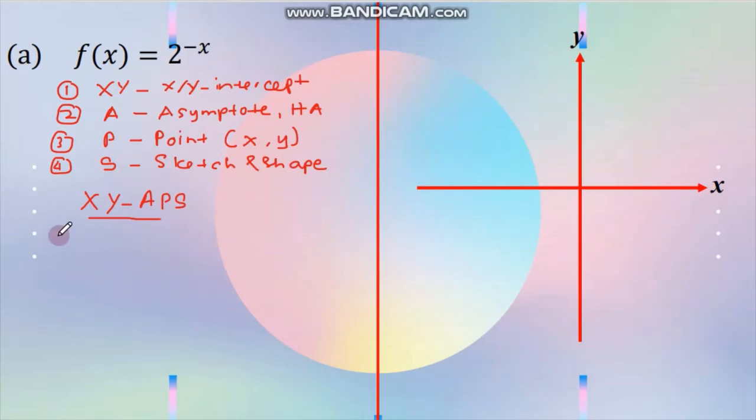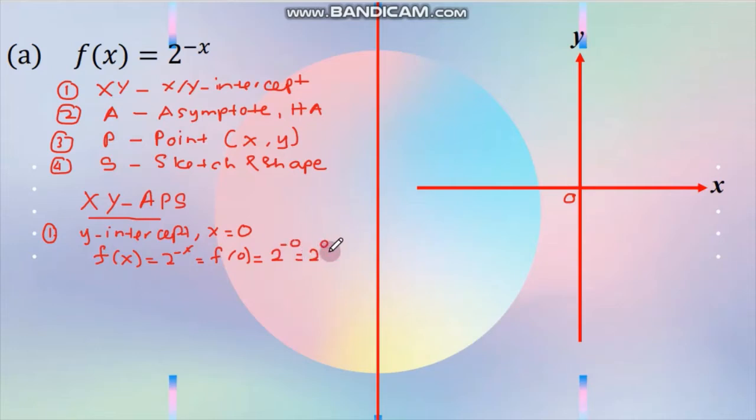Okay. So the first one, we find the y-intercept. When finding the y-intercept, the value of x equals 0. So x equals 0. When x equals 0, we substitute into the exponential function f(x) = 2 to the power of negative x. It becomes f(0) = 2 to the power of negative 0, which becomes 2 to the power of 0, which is 1. Next, the second step, A.